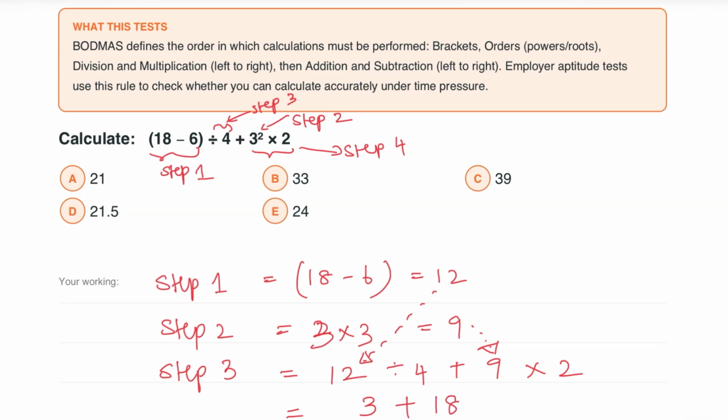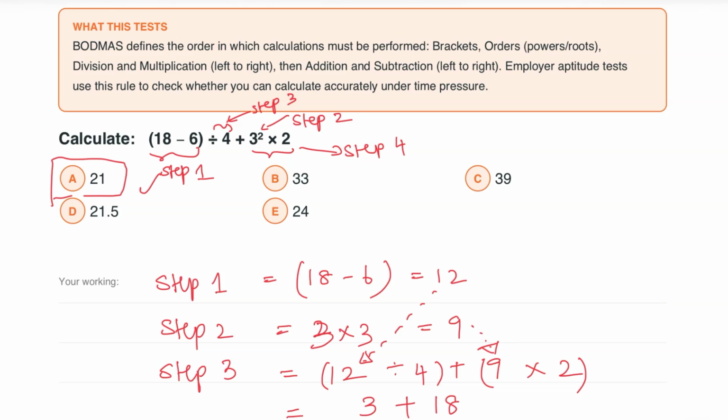If you want, you can put this within brackets at this stage to just make it easier for you. And then finally, we can do our addition. So 18 plus 3, this would be step 4. 18 plus 3 is 21. 21 will be your answer.